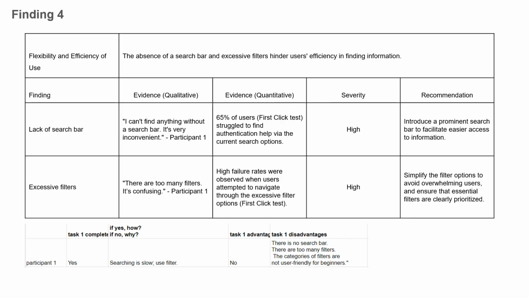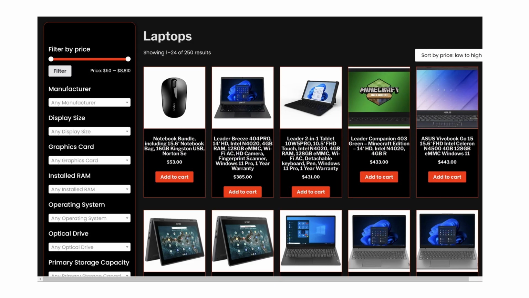The fourth finding is about the lack of a search bar and excessive filters. The absence of a search bar was a big problem because the first participant mentioned, "I'm accustomed to using only search bars. Without it, it's inconvenient to search for something." 65% of users had this problem, and the severity was very high. The excessive filters caused some trouble because some people noticed that too many filters may cause problems, and the severity of the issue is high. We can see in this slide that there are just over 10 filters on one page.